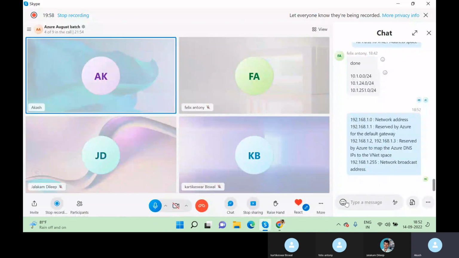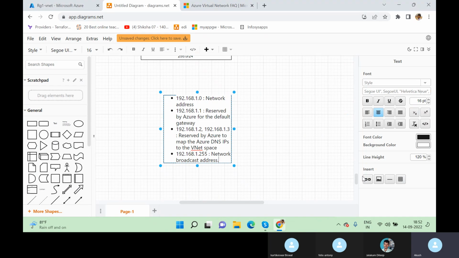You'll always be asked a question on this: why are these 5 reserved? This is the reason. One is network, the other is the default gateway, DNS purpose, and the other one is the network broadcast address. So the first 4 IP addresses in a given range and the last IP of that range are reserved on each subnet.